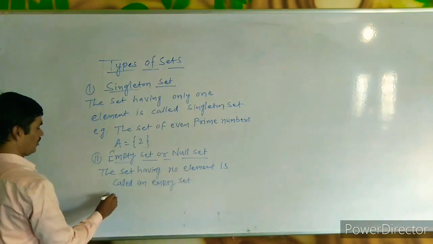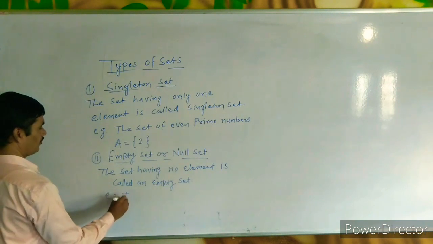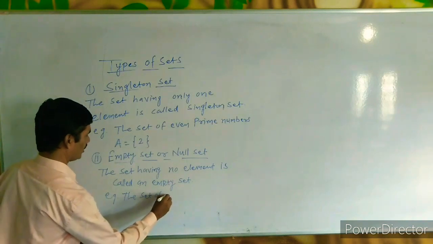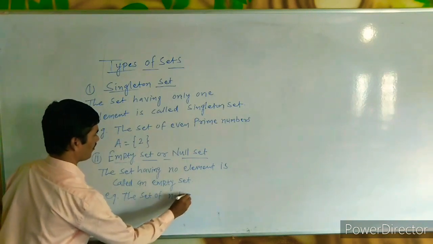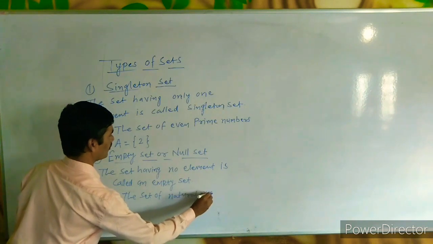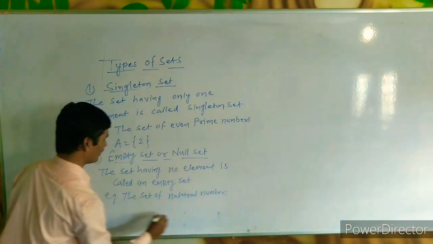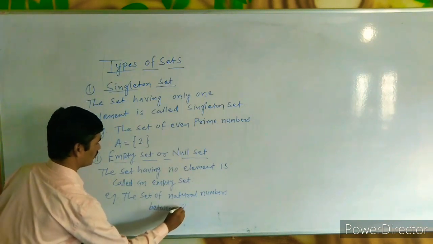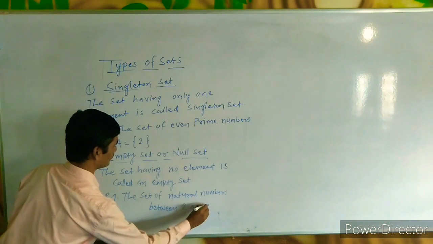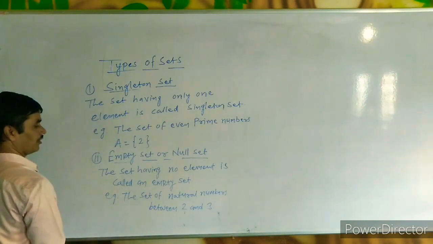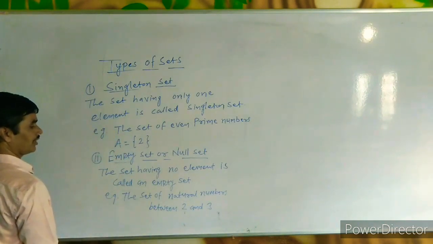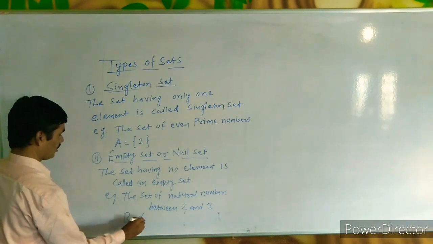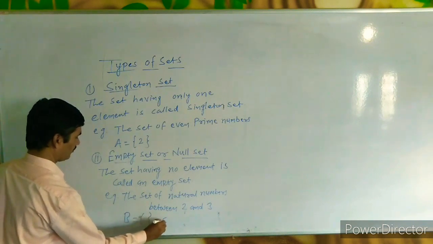For example, the set of natural numbers between 2 and 3. We cannot find the natural numbers between 2 and 3, therefore B equal to empty curly bracket or phi.